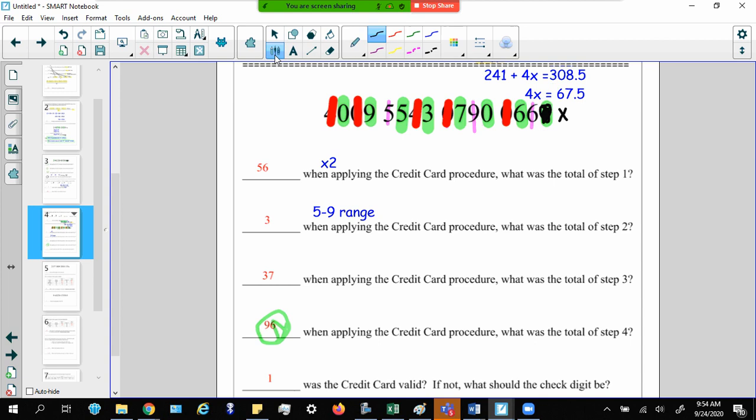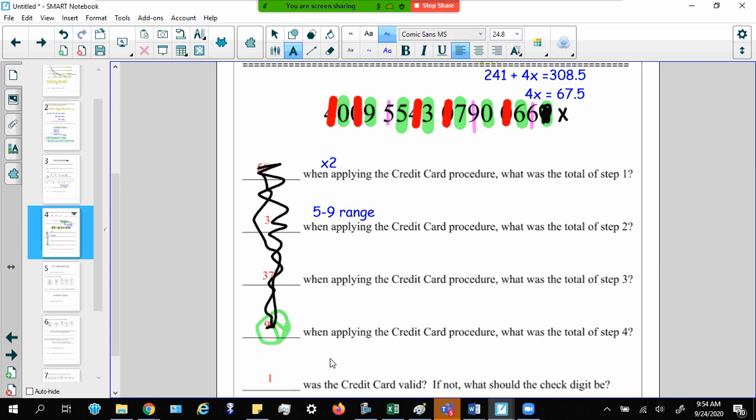So all the steps that were right here, we're done with these. We're done with all those. So we're going to do steps 1, 2, 3, all again. Now, because of time, step 1 will be 56. Step 2 will be 3.